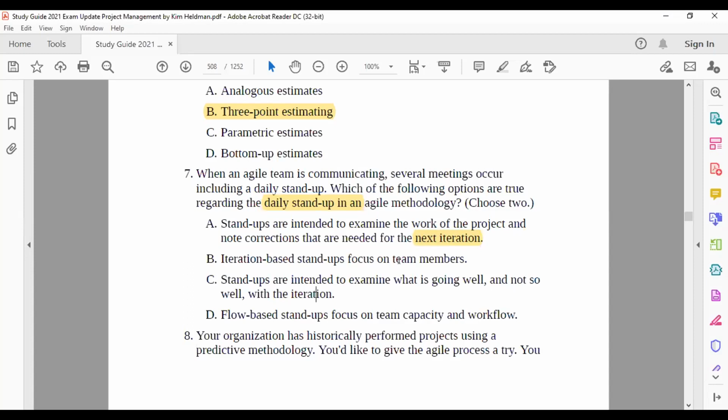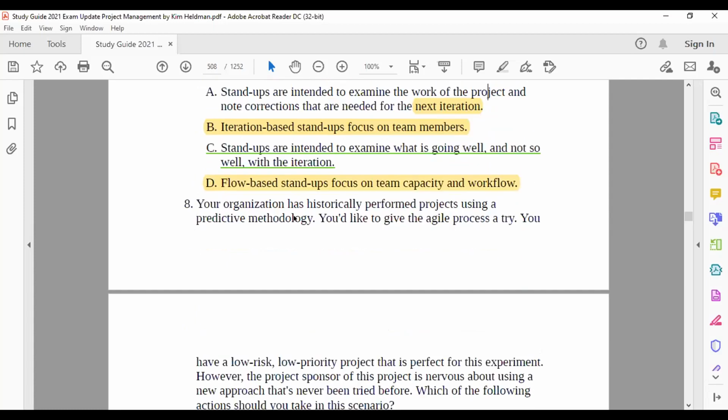Iteration-based stand-ups focused on team members. It's also correct. Stand-ups, this one is correct. B is correct. Let's go to the next one. Stand-ups are intended to examine what is going well and not so well. This is retrospect. Yes. This is also retrospect. So the remaining answer is then D. Flow-based stand-ups focus on team capacity and workflow. That's how and what you are doing. When you don't have the right answers, try to remove the wrong answers. You will definitely reach the right answers. So don't worry about it.